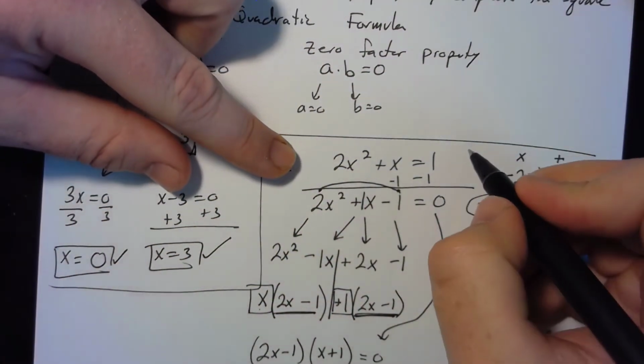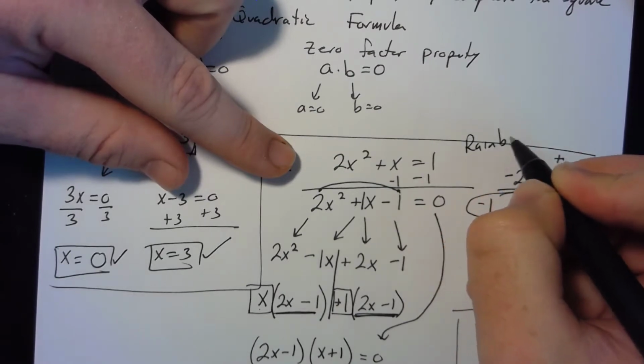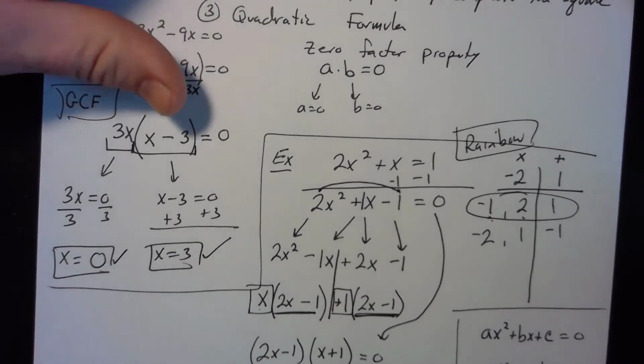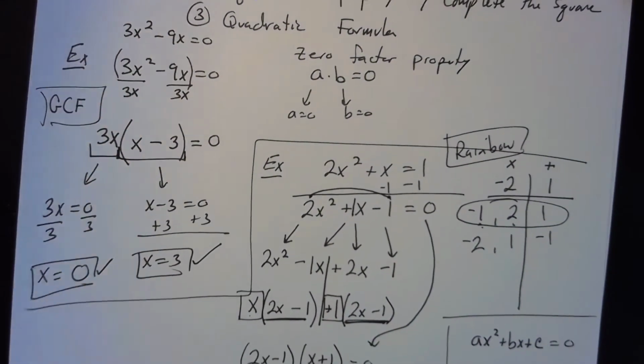or this method here, which again I like to call rainbow. It's really just a method of factoring any trinomial. Now, after we've done those 2 methods, our next method will be using the square root property.